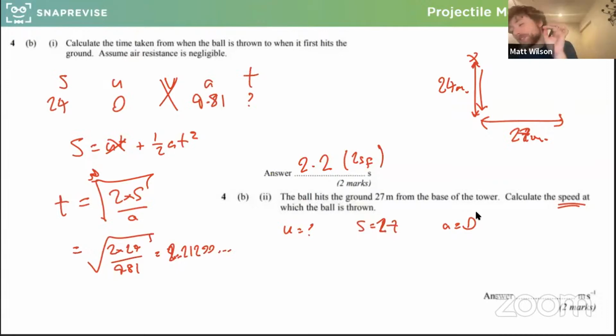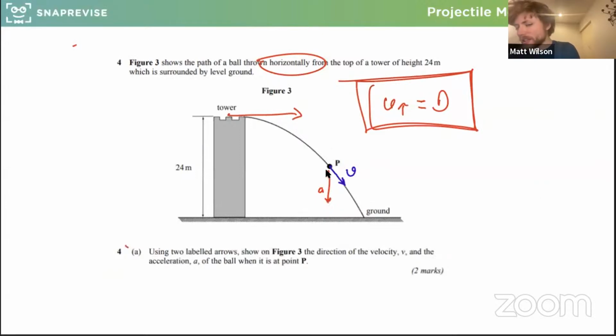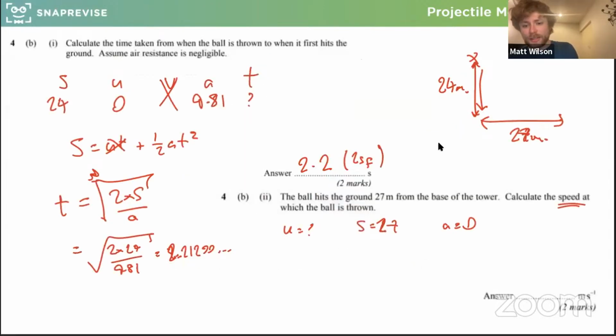The acceleration in the horizontal direction is 0. That's what we saw in that previous part of the question where we actually drew the acceleration. We drew the acceleration downwards, meaning that the horizontal acceleration is 0. So we're using that here. The horizontal acceleration is 0. And we know the time between being projected and landing was 2.2 seconds, or more generally 2.212, etc., from over here.